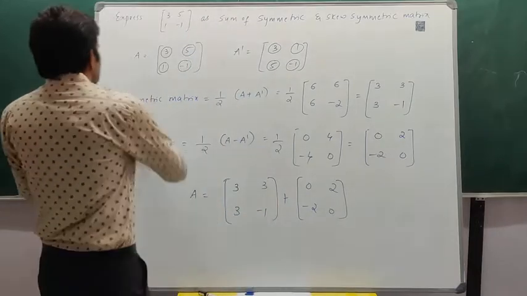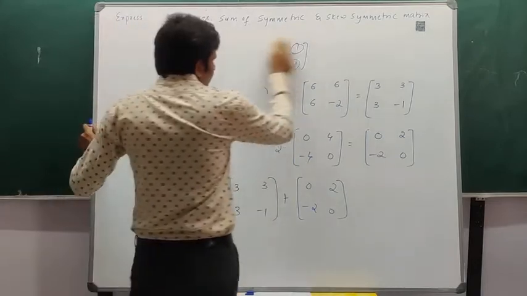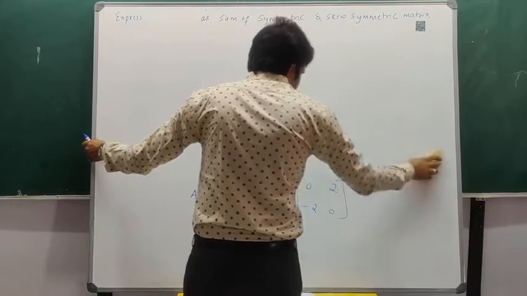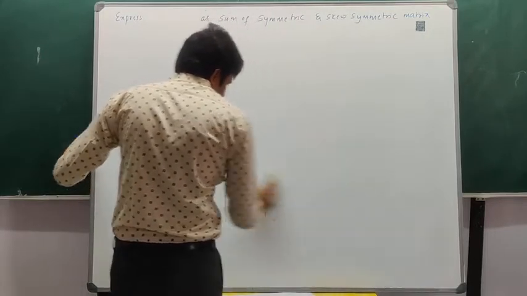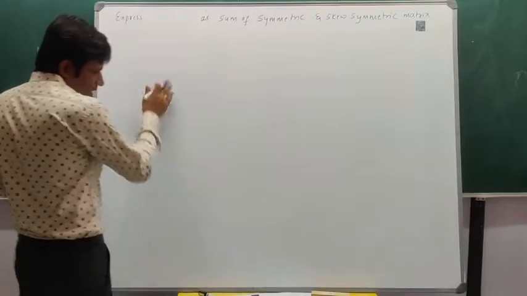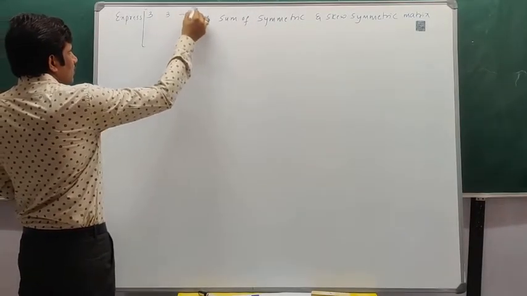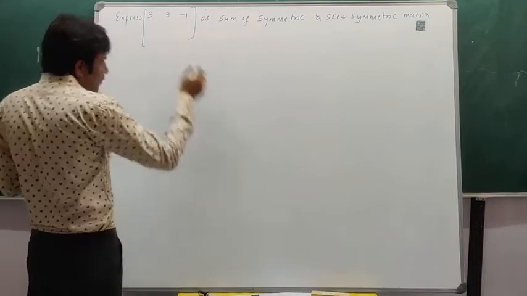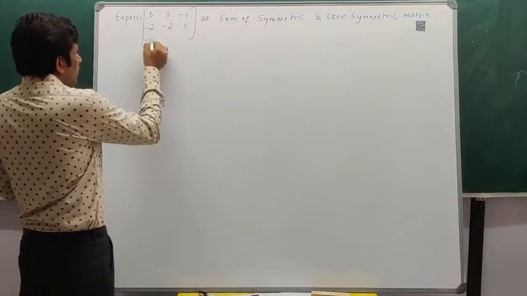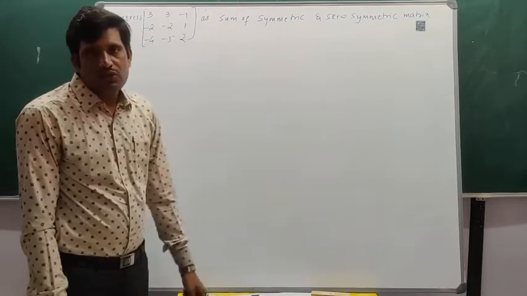Next, we have solved 2 cross 2 matrices. Now we will solve a 3 cross 3 matrix. There are only 2 problems in the NCERT book. The first one: express [3, 3, -1; -2, -2, 1; -4, -5, 2] as the sum of a symmetric and a skew symmetric matrix.